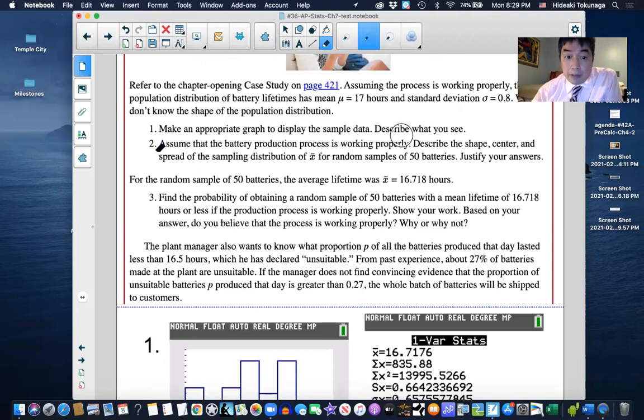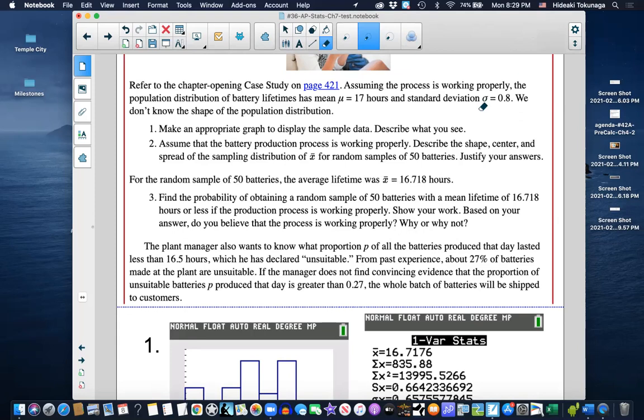Okay, number 2, assume the battery production process is working properly, which, if they're talking about properly, they're talking about this. Mu is 17 and standard deviation is 0.8, okay? However, they're going to take random samples of 50 batteries. Describe the shape, center, and spread of the sampling distribution of X bar.